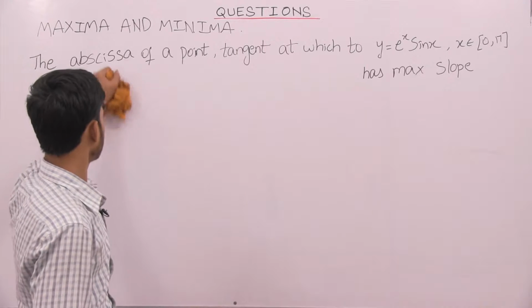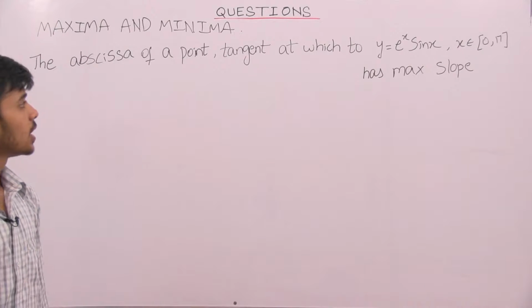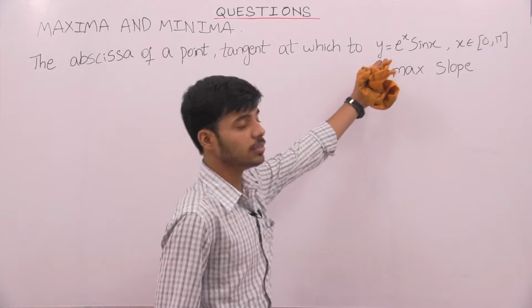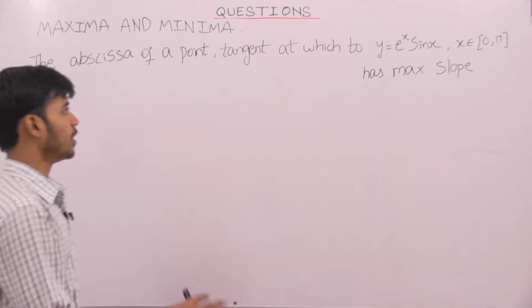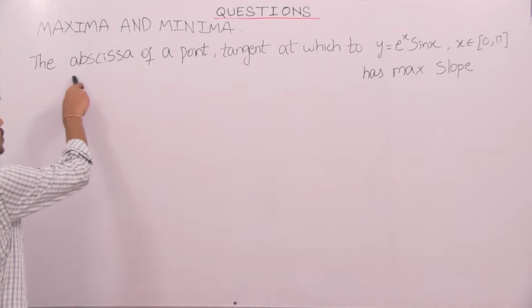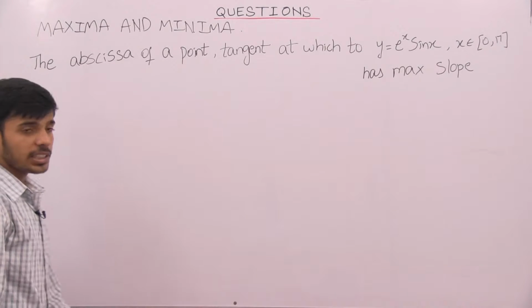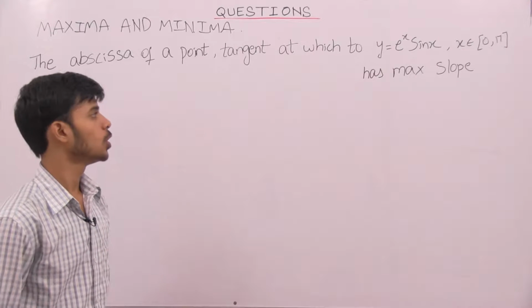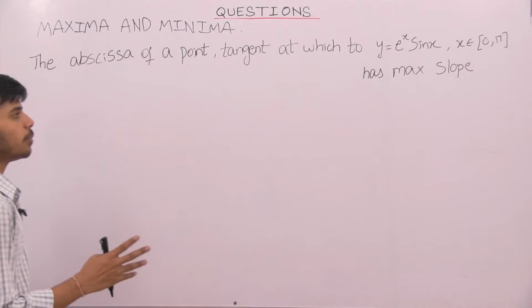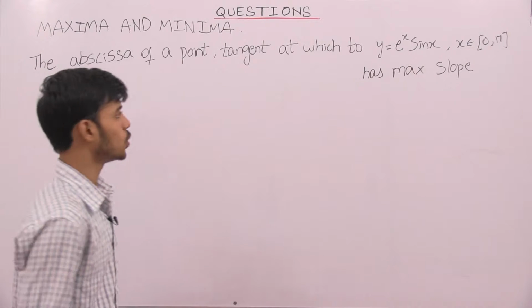We have another question from maxima and minima. Here we are given a curve y is equal to e power x sin x, where we have to find the abscissa of a point at which the tangent drawn to this curve has maximum slope. So to check the maximum slope, first we have to get the slope.